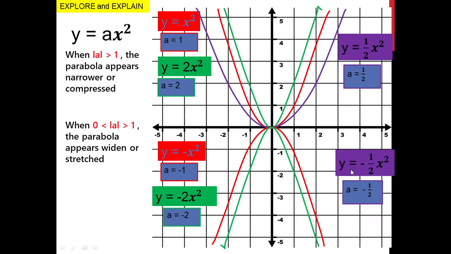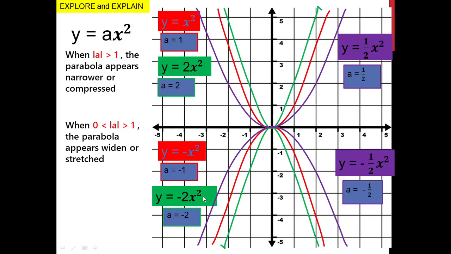And also, when the absolute value of a is less than 1 but not equal to 0, which is in this case negative 1/2, the opening is still downward, but the absolute value is less than 1, therefore the graph is wide.